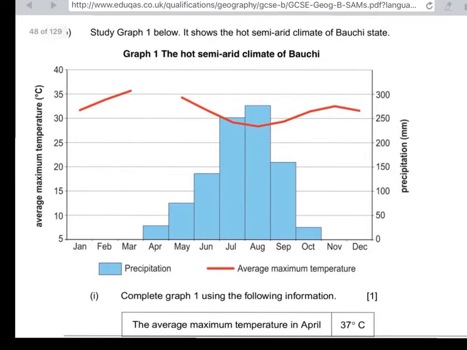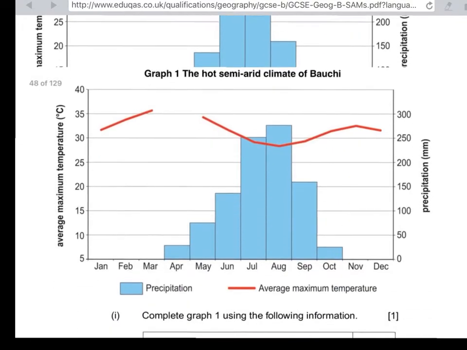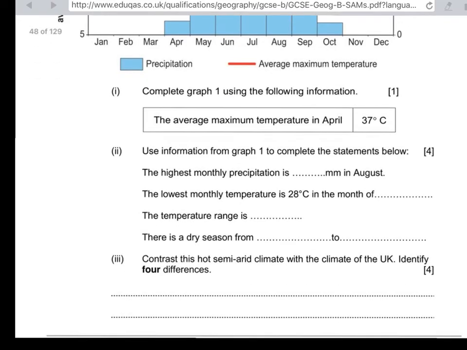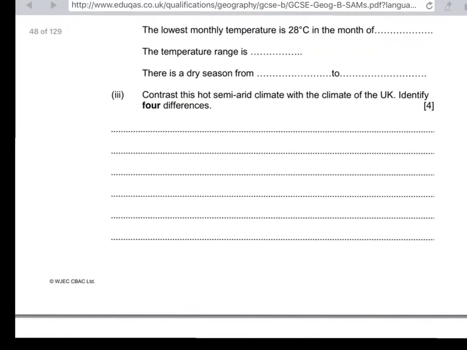We have 4 distinct seasons, they have 2 distinct seasons. The temperature range here is much smaller, it's 7 or 8 degrees. The UK temperature range is about 18 to 20 degrees. So that would be the sort of question they're asking you there to do, and normally they would expect you to contrast it with the UK.